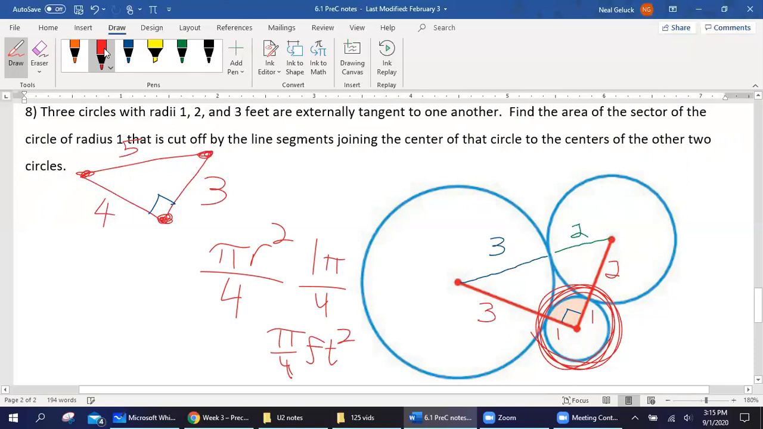You won't see anything like that on the test, but it's an interesting problem, and it also brings back some old geometry stuff.